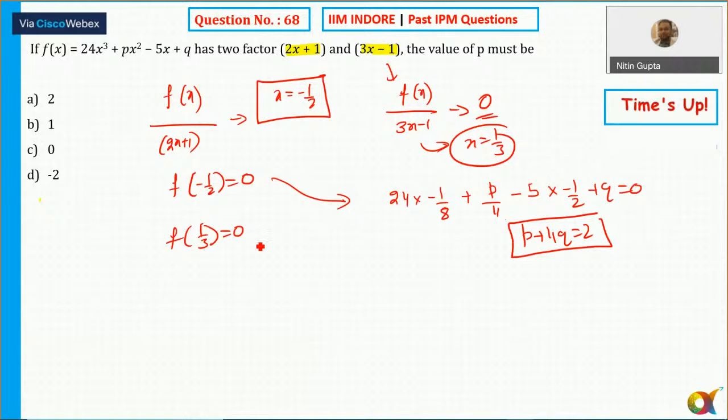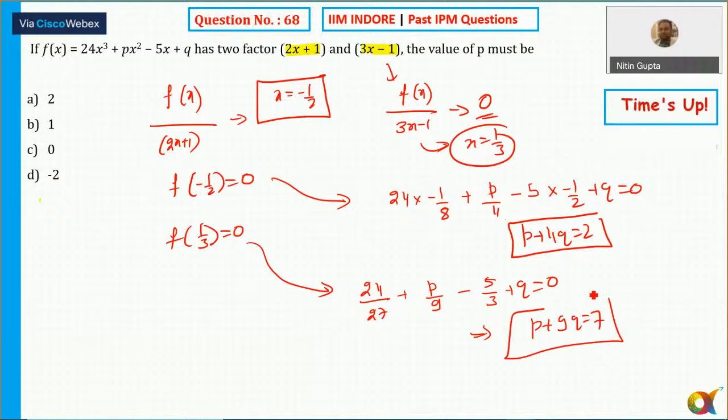Now, similarly, f of 1 by 3 is equal to 0. So 24 into 1 by 3 whole cube, which is 27, plus px square, that is P into 1 by 3 whole square, that is P by 9, minus 5x. So minus 5 by 3 plus q equal to 0. If you solve this, you'll get another equation which will be equal to P plus 9Q equal to 7. Okay.